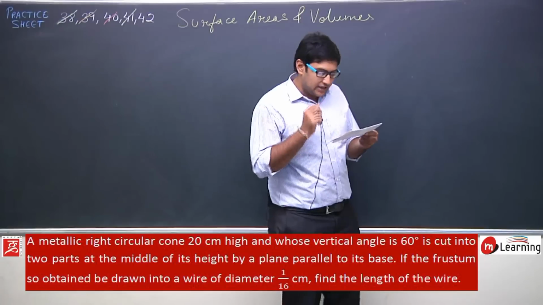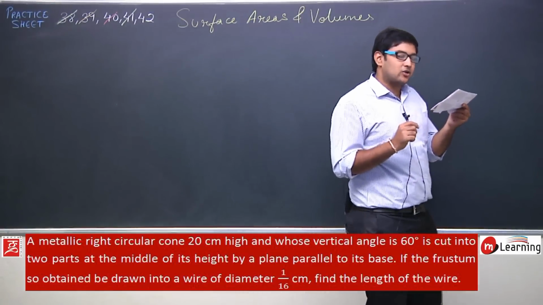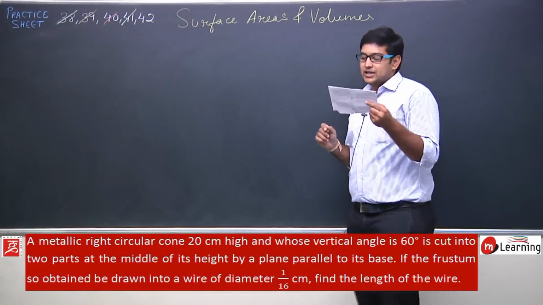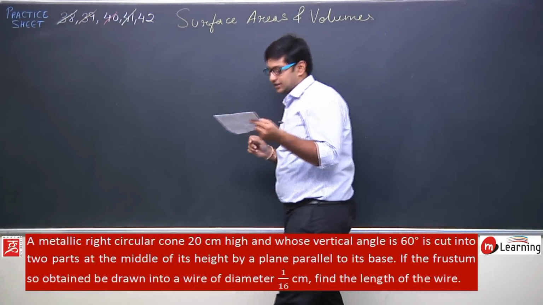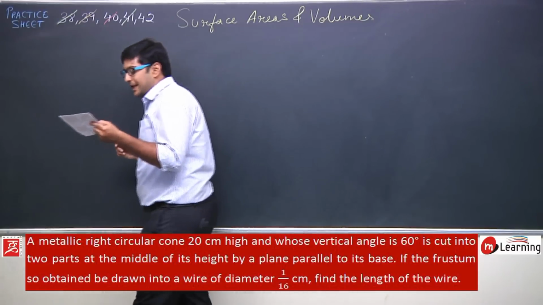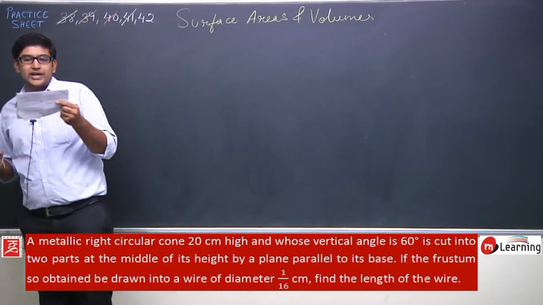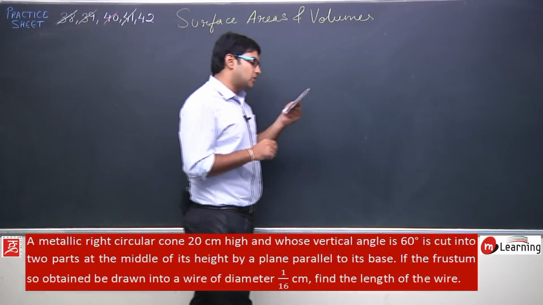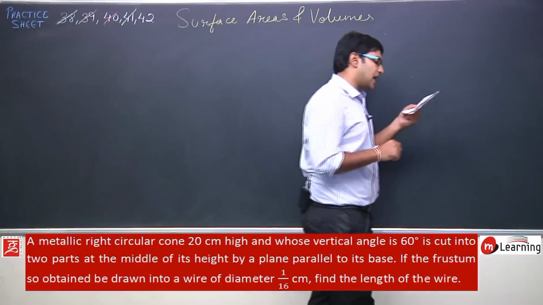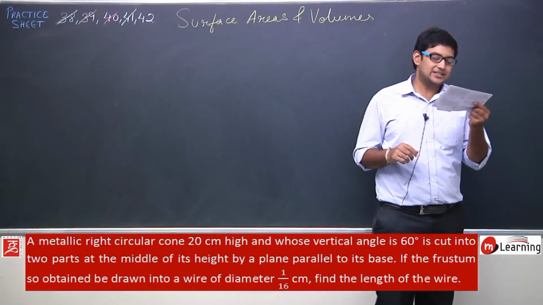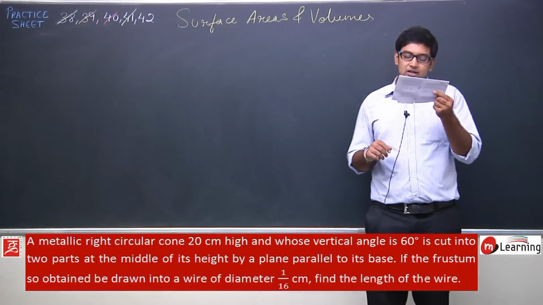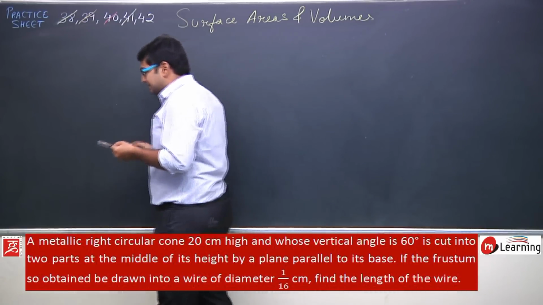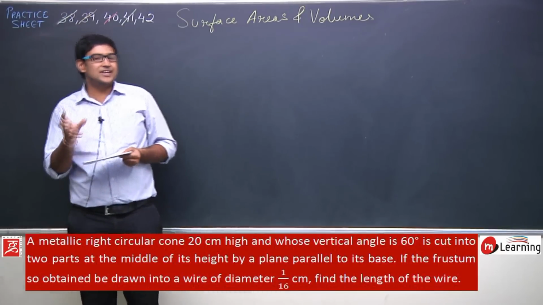So the vertical angle of a metallic right circular cone is 60 degrees, is cut into two parts at the middle of its height by a plane parallel to its base. If the frustum so obtained be drawn into a wire of diameter 1/16 centimeters, find the length of the wire. So try to understand this concept. This question is very interesting.